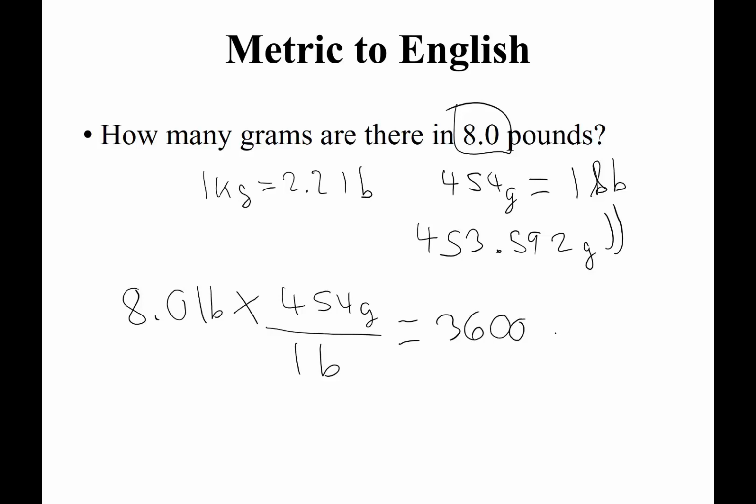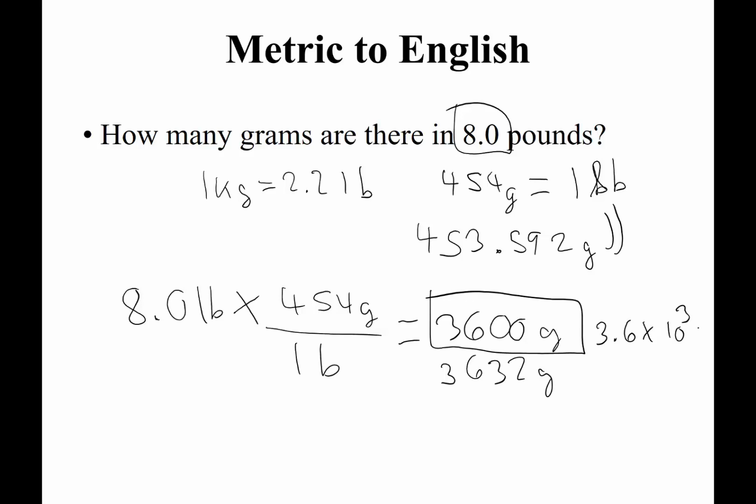3,600 grams. If you actually do this in the calculator, you're going to get 3,632 grams, but we only have two significant figures, so the proper answer would be 3,600, or 3.6 times 10 to the 3 grams, because if you move that decimal to the left by 3, that's a factor of 10 to the 3. So again, this would be the better answer.